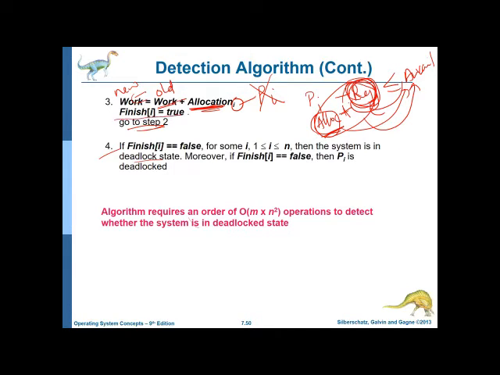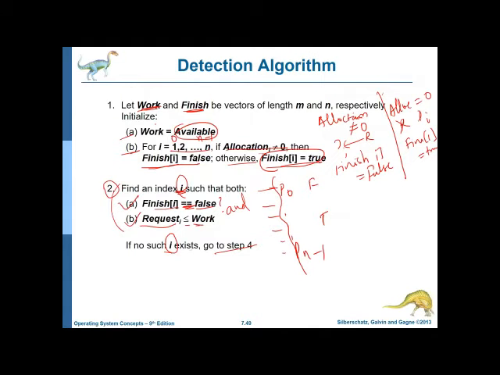And what we have to do: Finish[i] is equal to true, because it completed a task, right? Finish should be set to true, indicating this process does not have anything else to do now. Now we go back to step 2 and find the next value of i.